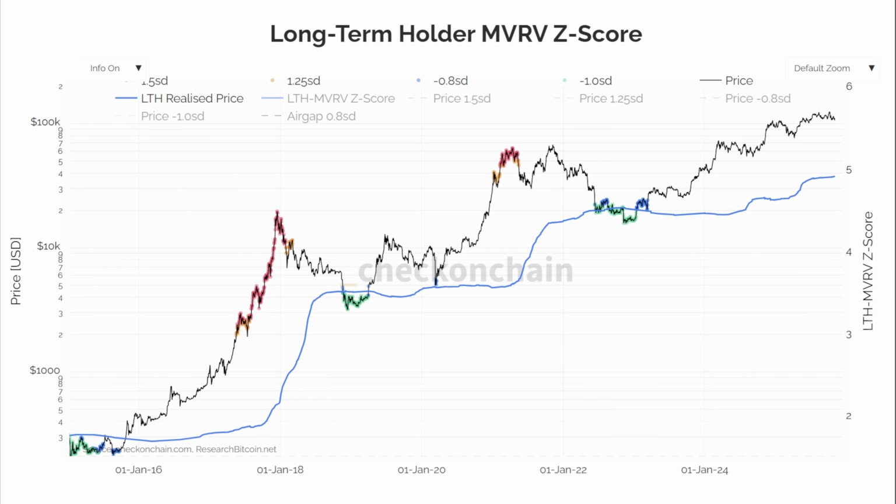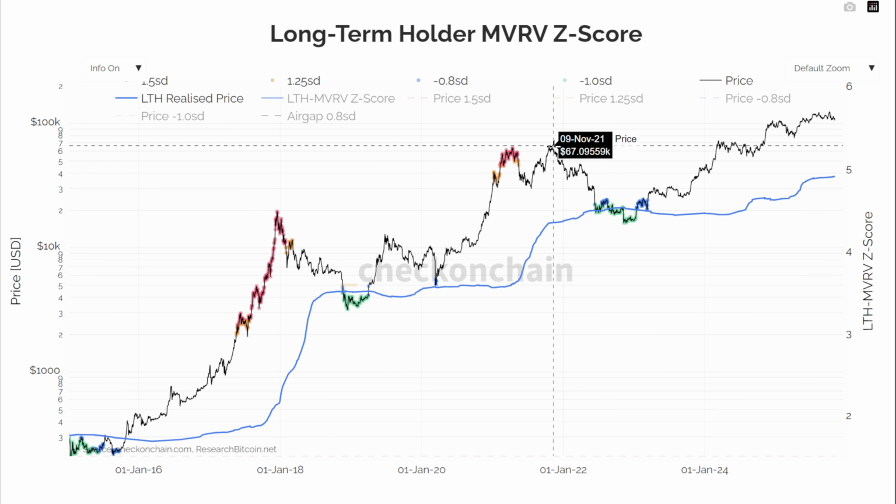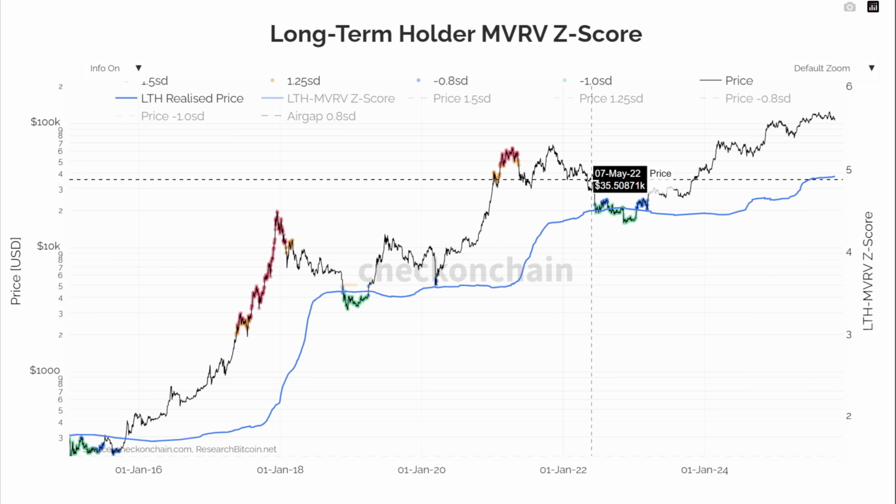In the past, we fell below the long-term holder realized price. So the average cost basis of the long-term holder. That happened in 2015, after Silk Road and Mt. Gox collapsed. It also happened in 2018 after the ICO bubble burst. And it happened in 2022 after Terra Luna and subsequently FTX imploded.